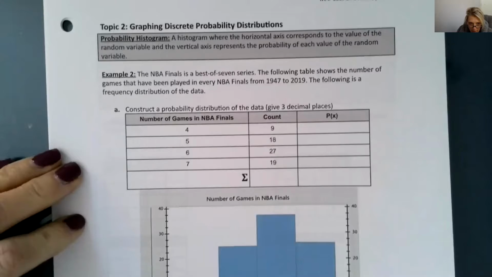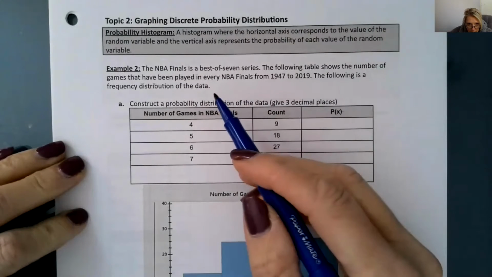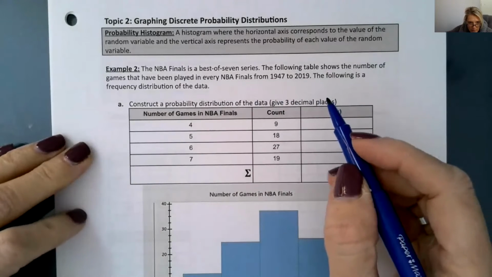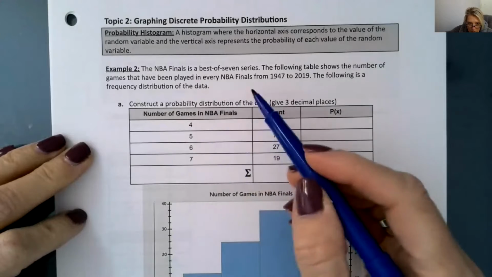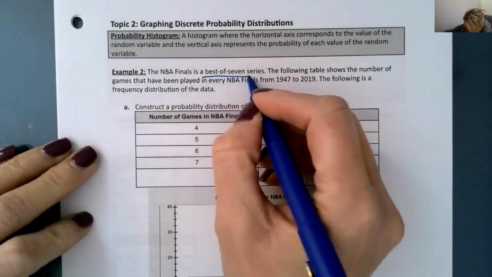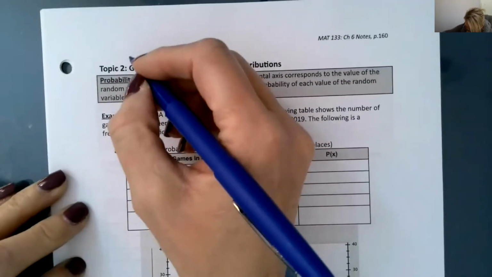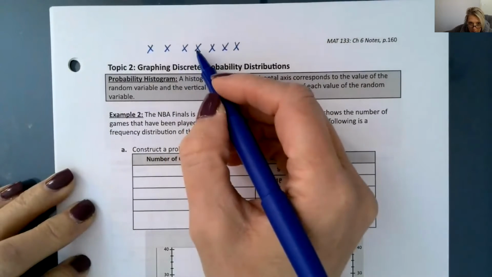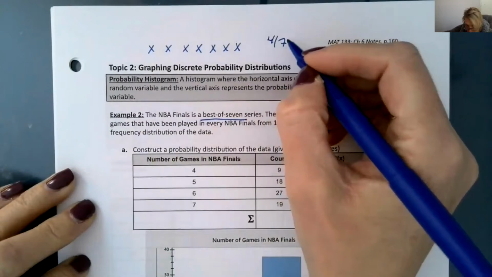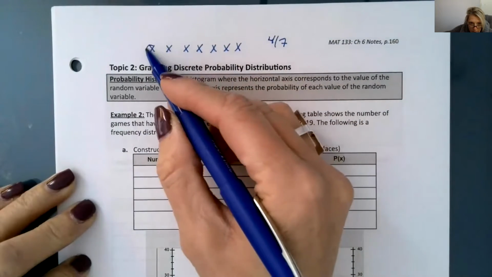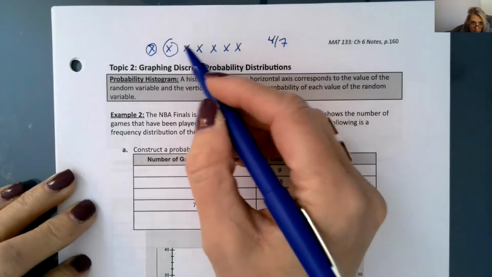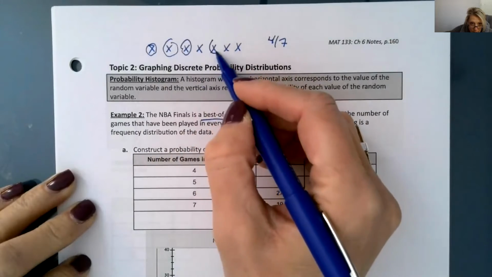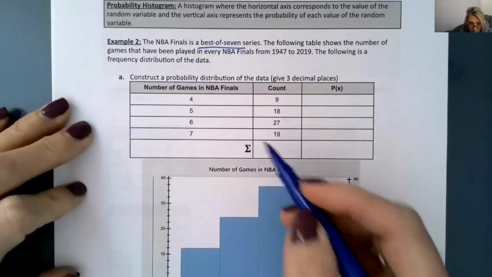So this first example here, the NBA Finals, is a best-of-7 series. The following table shows the number of games that have been played in every NBA Finals from 1947 to 2019. The following is a frequency distribution of the data. So to win a series in the NBA, it says best-of-7, meaning if you have 7 games, 1, 2, 3, 4, 5, 6, 7, you'd have to win 4 of the 7. So the first team to win 4 of those 7, so they could win the first 2 and the last 2, or they could win the first 2 and skip 1 or 2 and win the next 2, or they could win the first 3 and then somewhere down the line win the 4th one, but they have to win 4 to get a majority of the games.